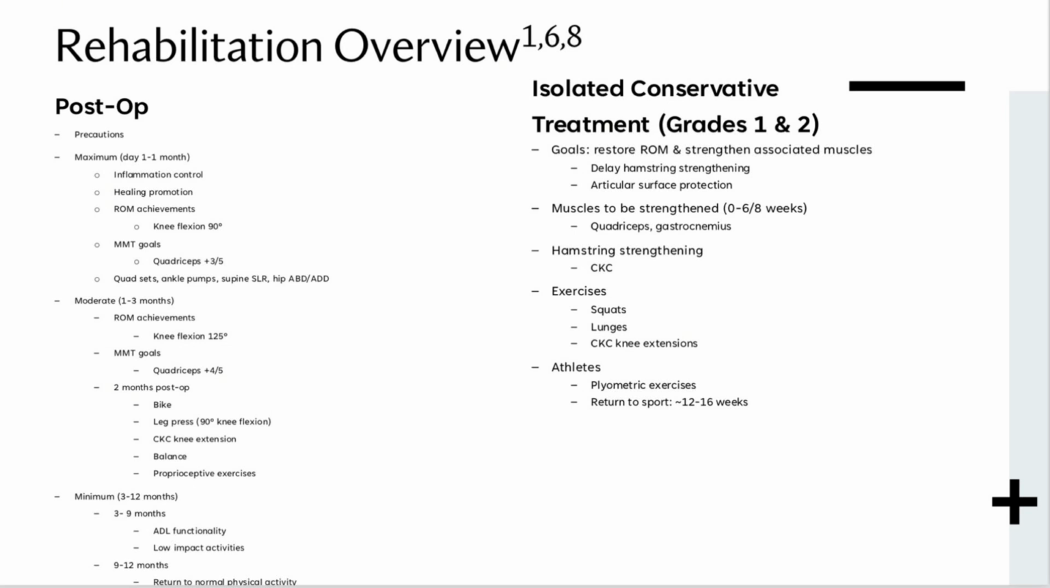For the moderate protection phase, 1 to 3 months, the achievements of range of motion are to have the knee being able to be flexed to 125 degrees, a manual muscle testing goal of the quadriceps being at 4 or greater on the manual muscle test scale. And then as far as exercise, at 2 months post-op, a stationary bike can be included.